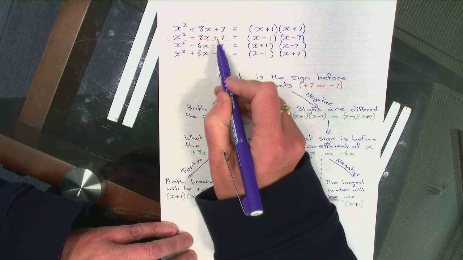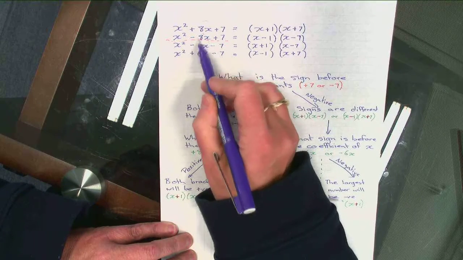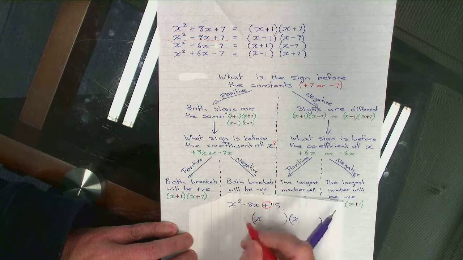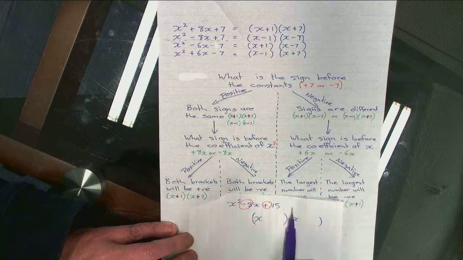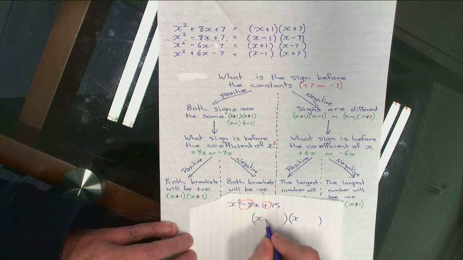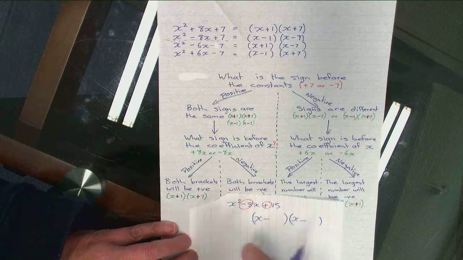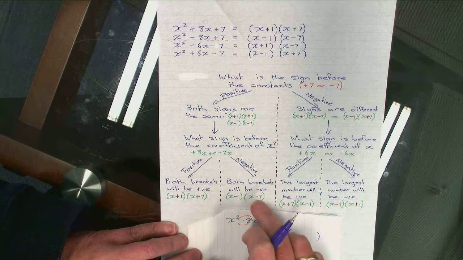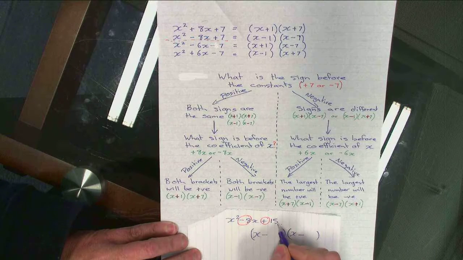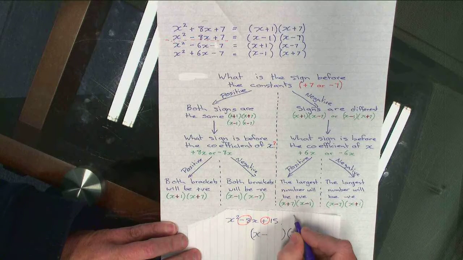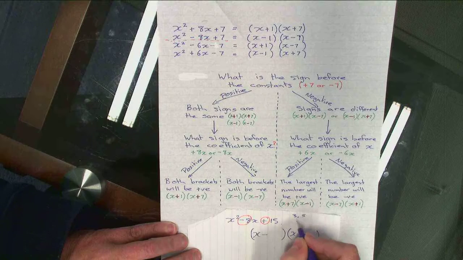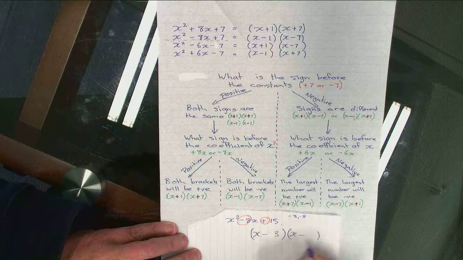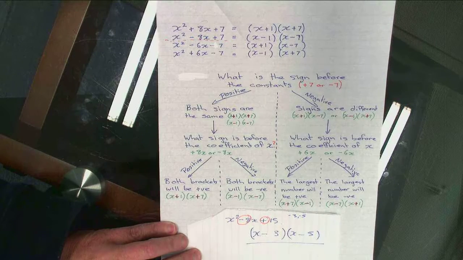So we looked at the sign before the constant, and now we're looking for the sign before the coefficient of x. Now in this case, it's minus, so that means that in our brackets, both of our signs will be negative. So we know what our signs are. We look here now for our factors of 15, so 3 and 5 are obviously our factors, so minus 3 and minus 5, and that's where our factors are.